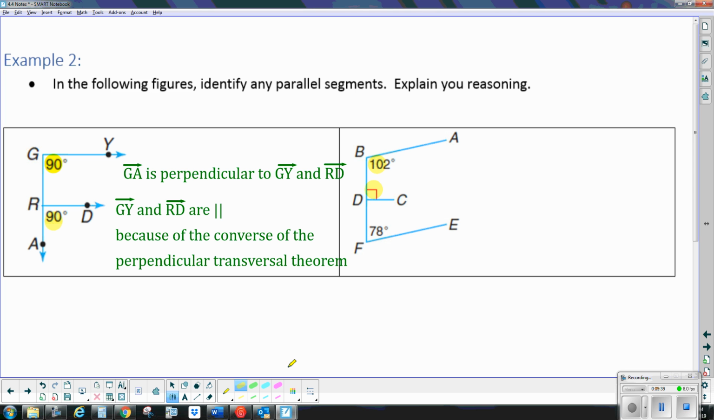But if you look at BA and FE, these would also be consecutive interior angles, and they are supplementary. Okay, so because 102 plus 78 is 180 degrees, and the relationship is consecutive interior angles, we can say that BA is parallel to FE.